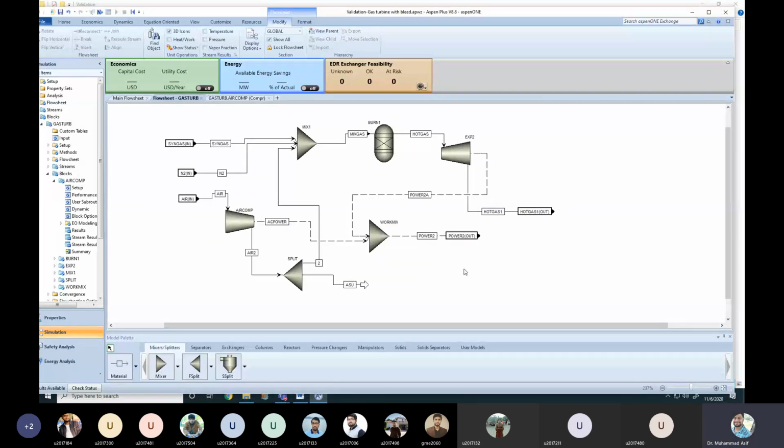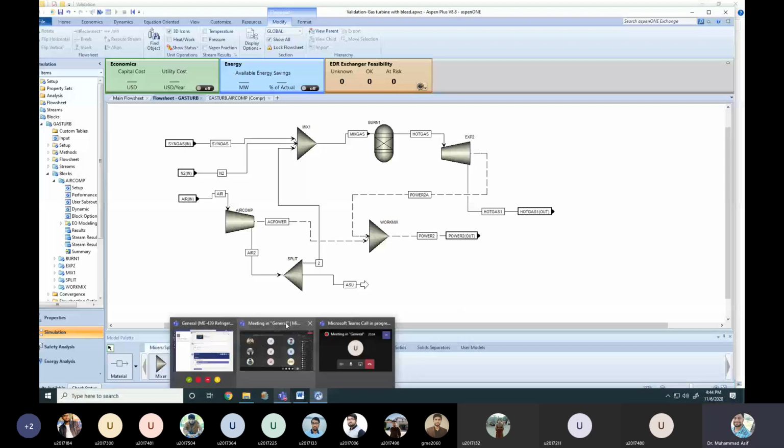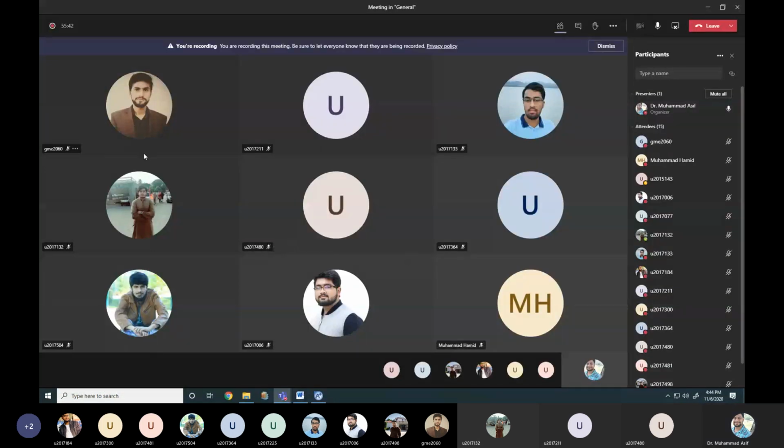So after expansion of these hot gases in the gas turbine, where will we send these hot gases? Yeah, anyone? Where are we going to send these hot gases after expansion in the gas turbine? Anyone?